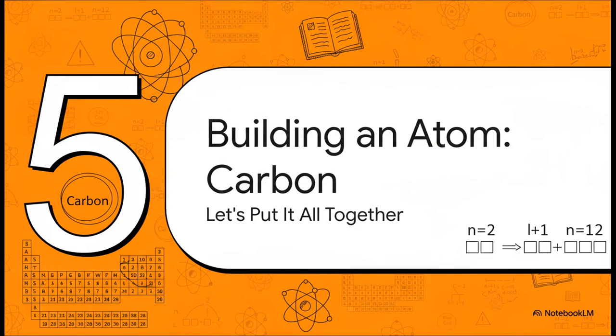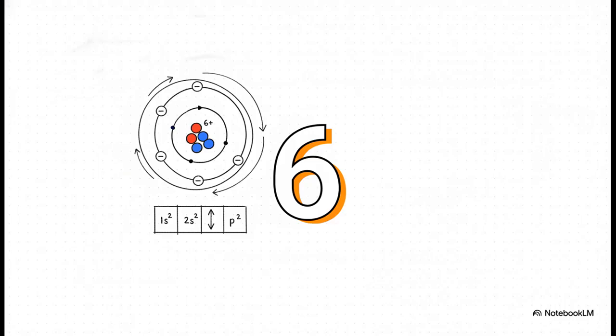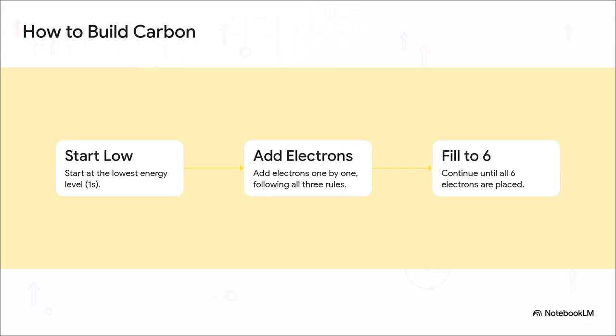Okay, enough theory. We've got the map, we've got the rules. It's time to put this stuff into practice. Let's actually build the electron configuration for a super important atom, carbon. So if you look at a periodic table, carbon's atomic number is 6. In a neutral atom, that means it has 6 protons and 6 electrons. So our mission, should we choose to accept it, is to find the perfect home for all 6 of carbon's electrons.